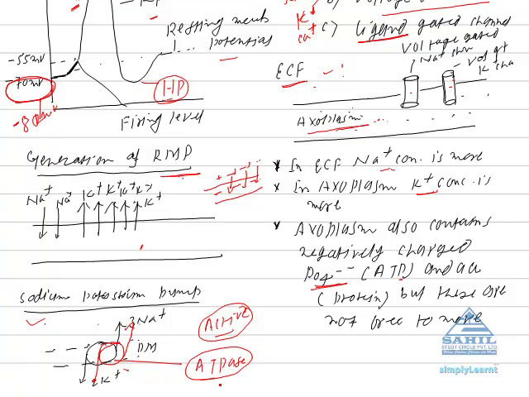ATPase is an enzyme which brings about hydrolysis of ATP. So when one molecule of ATP is consumed, 3 sodium ions are expelled and 2 potassium ions are taken in. So due to expulsion of more positively charged ions than the intake of positively charged ions, the potential difference, which was initially minus 70 millivolt, is again restored. A minus 70 millivolt potential difference is called the resting membrane potential.